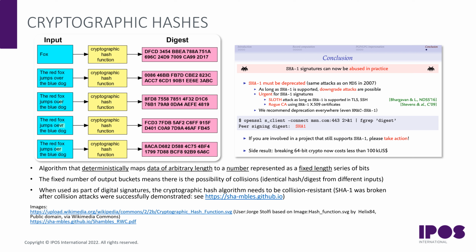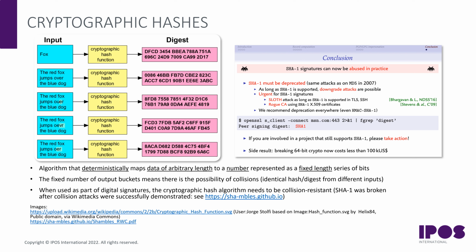Apart from encrypting and decrypting data, another application of cryptography is to generate hashes. A cryptographic hash function is an algorithm that deterministically maps data of arbitrary length to a number represented as a fixed length series of bits. When we say that the algorithm is deterministic, all that we are saying is that it always produces the same output given the same starting point. So in this example, the word fox as input will always produce the number, here represented in hexadecimal form, starting with DFCD and ending with 2D17.